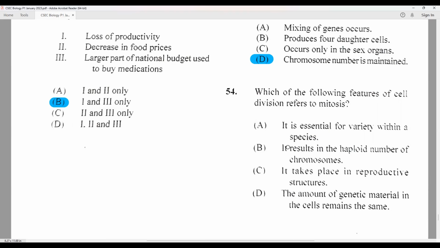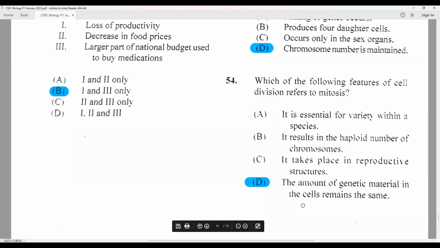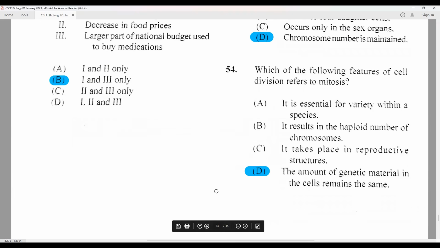Which of the following features of cell division refers to mitosis? And we are going with the amount of genetic material in the cells remains the same. That happens in mitosis, right? So mitosis is not a substitute for meiosis, all right? Because it's maintaining the same amount of genetic material.